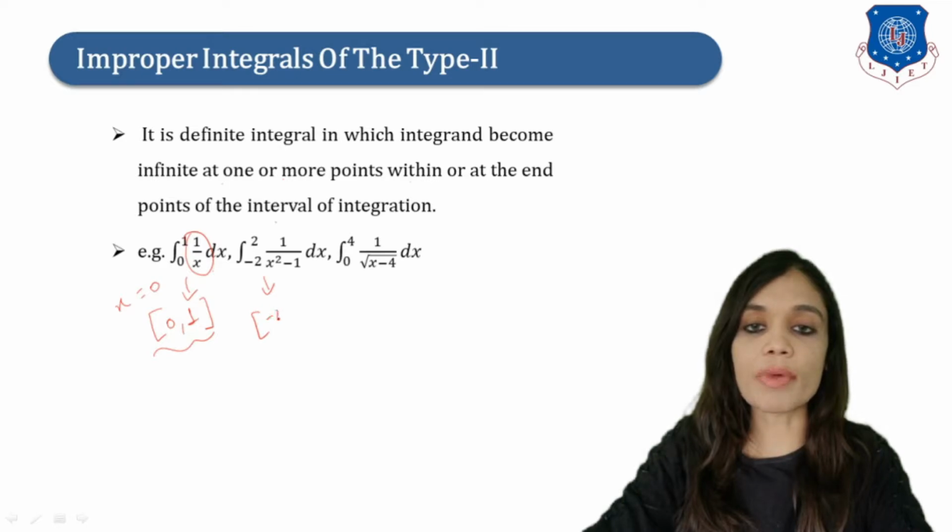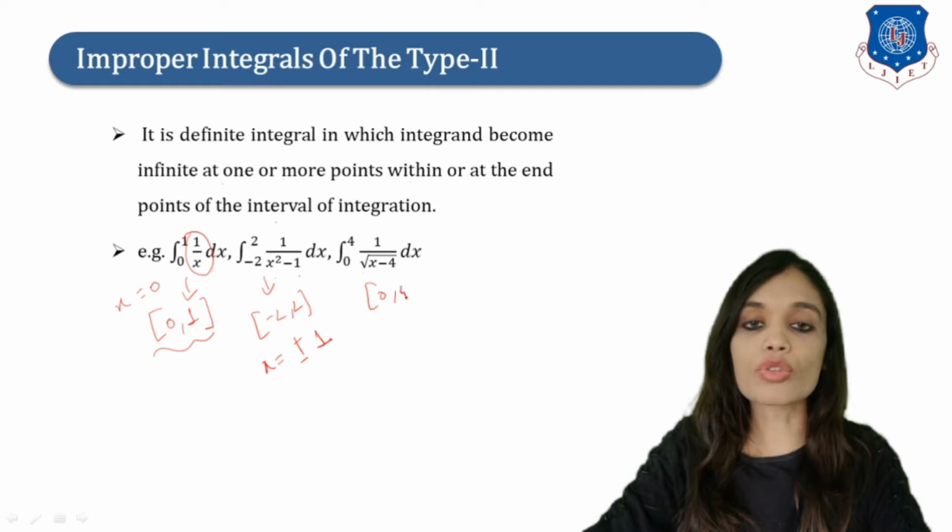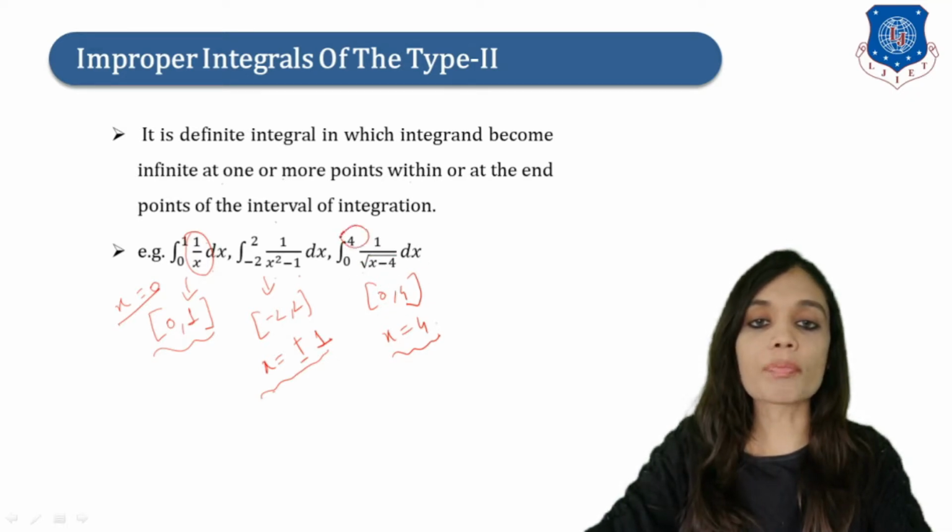Next, here the given interval is minus 2 to 2 and our function is 1 upon x square minus 1. This integral becomes undefined at x equals plus or minus 1. Suppose you put minus 1 or plus 1, here it will become 1 upon 0 which goes to infinity. And the last example is integration 0 to 4, 1 upon square root of x minus 4 dx. Here the interval is 0 to 4, so the integral becomes undefined at x equals 4. The first integral becomes undefined at the lower limit, the second becomes undefined at some point in the interval, and this integral becomes undefined at our upper limit x equals 4. So these integrals are of type 2.